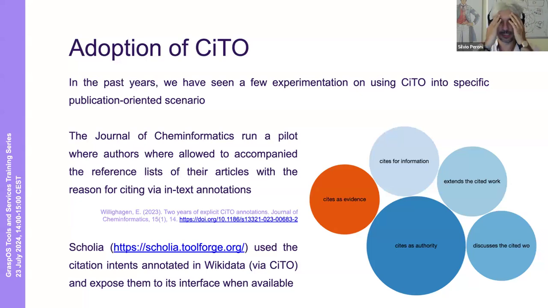CiTO in the past has been adopted in a bunch of different scenarios. I just want to put here two examples that are kind of recent. For instance, a specific journal, the Journal of Cheminformatics, a few years ago ran a pilot where the authors were all allowed to mark their own citations in the paper according to the citation intents included in CiTO, in order to create this network of labeled citation semantics. It ran for 2 years, and there are a lot of annotations that now are included in the journals themselves, though they are packed within the journal article itself.